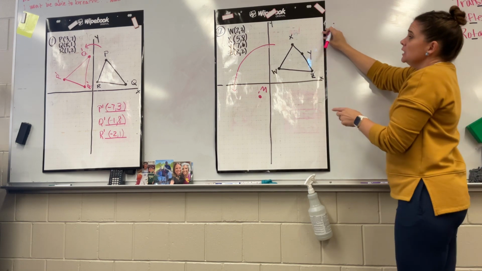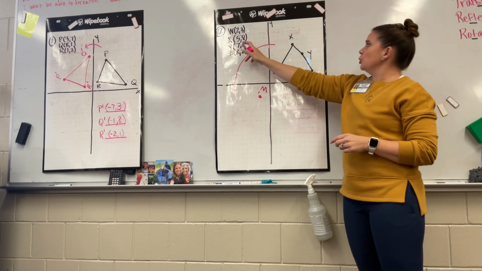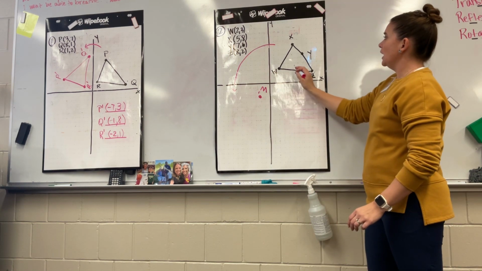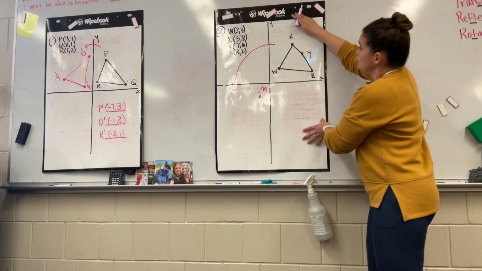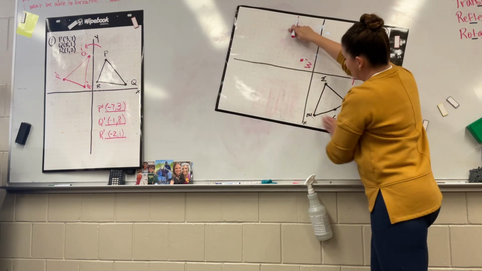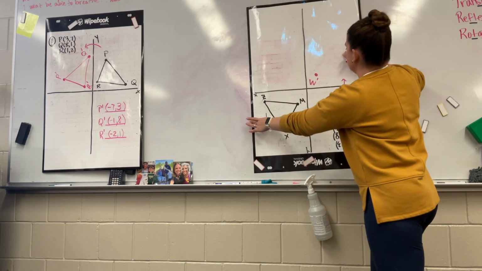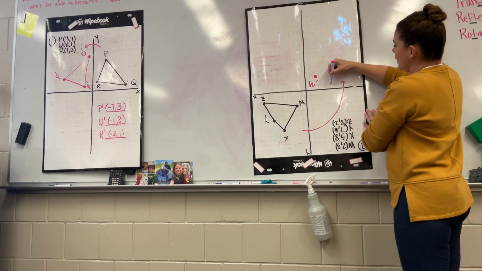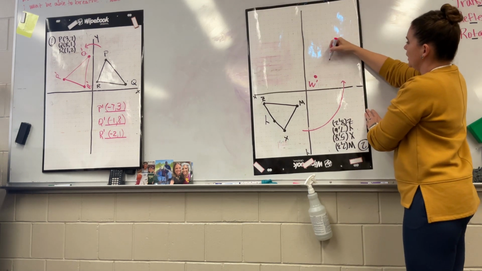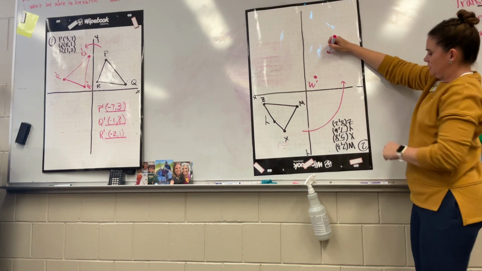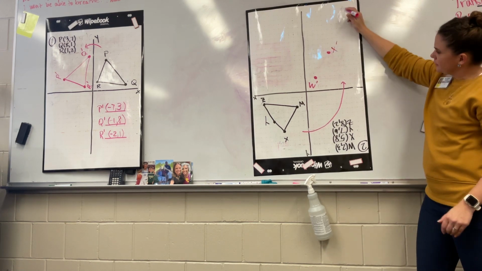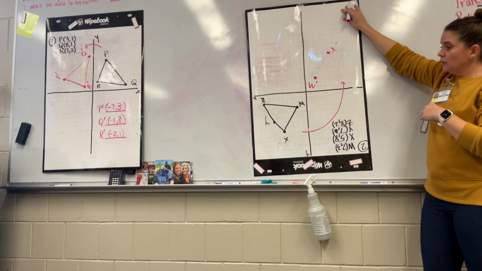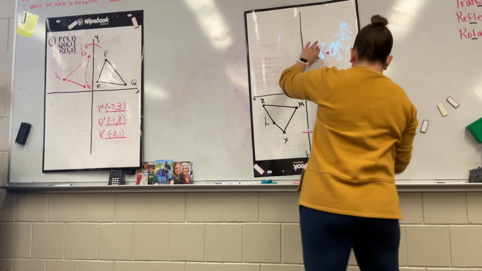Okay. X is the coordinate 5, 8. That means we're going right 5 and up 8. So when I have my paper upside down, we're going to go right 1, 2, 3, 4, 5, and up 1, 2, 3, 4, 5, 6, 7, 8. Okay.